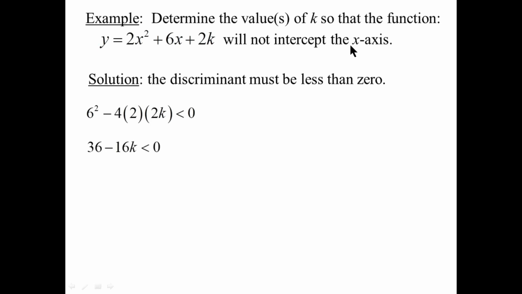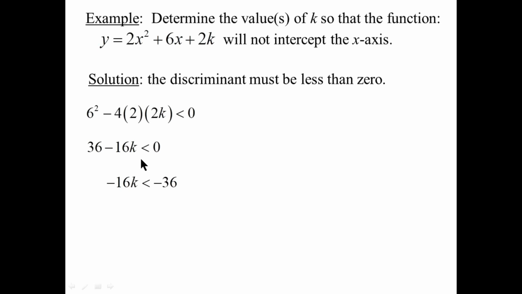Doing a bit of math, 6 squared, 4 times 2 is 8, times 2k is 16k. 6 squared, 36 minus 16k has to be less than 0. Subtracting 36 from both sides of this inequality, and we're ready to divide both sides by negative 16. But wait a minute. So far, we've treated this inequality just the same way we treat an equal sign. But in this case, inequalities are not quite the same as equal signs.